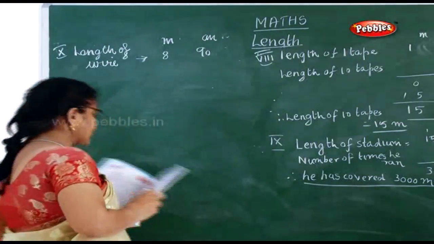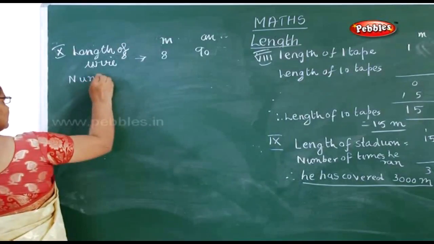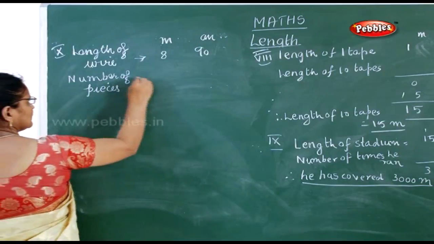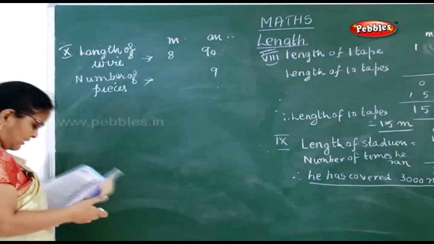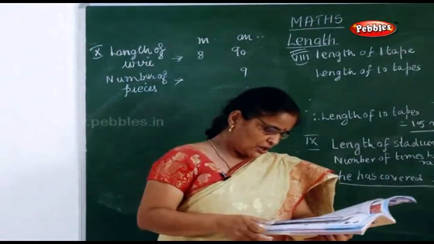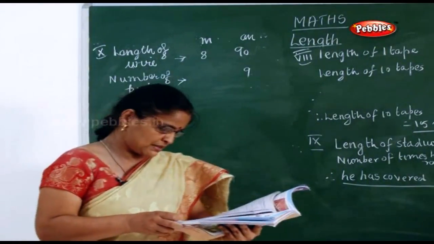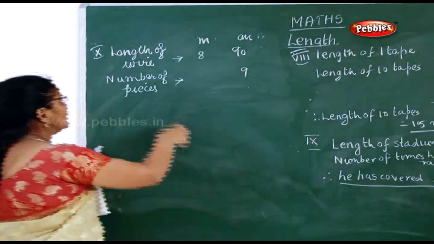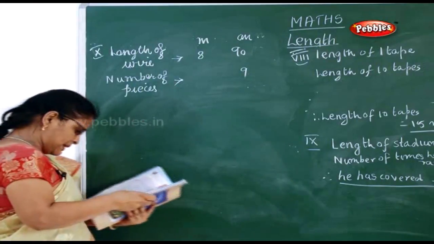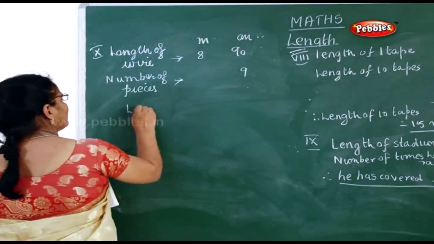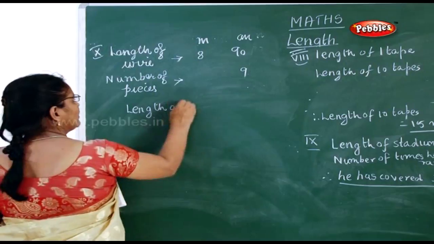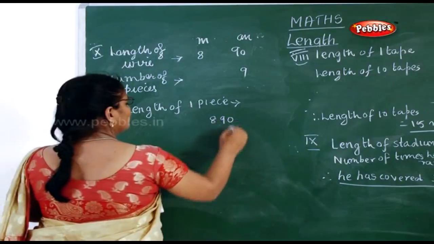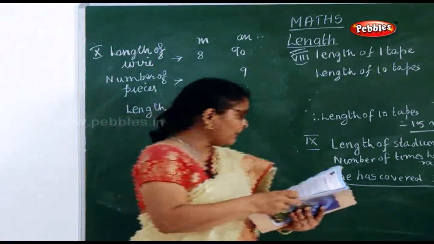Now what is the number of pieces it is cut into? Number of pieces is 9. He is cutting it into 9 pieces. So what will be the length of each piece? The length of the wire is 8 meter 90 centimeter and it is cut into 9 pieces. So now what you have to do? You have to find out the length of one piece. Now how will you do it? It is 890 divided by 9.